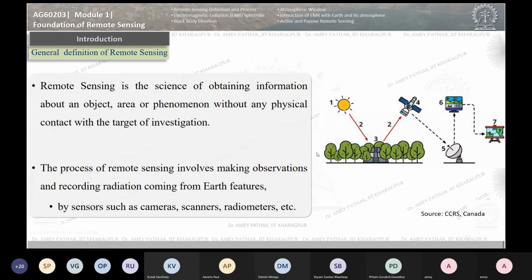Now coming to remote sensing. Again, the definition: remote sensing is the science of obtaining information about an object, area, or phenomena without any physical contact with the target which is under investigation. The process of remote sensing involves making observations, recording the radiation coming from the earth, by sensors such as cameras, scanners, and radiometers.